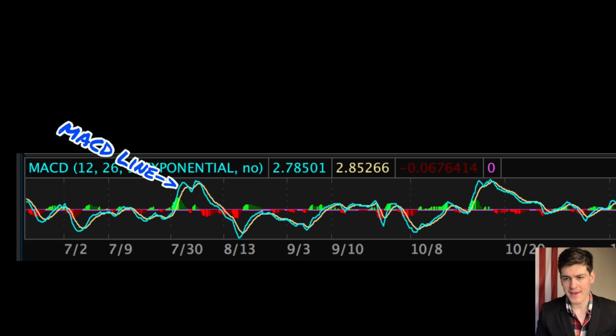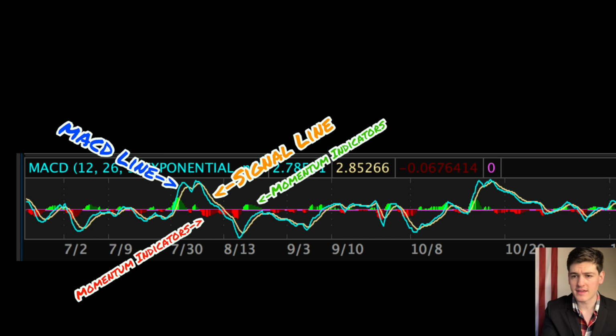The blue line is the MACD line, the yellow line is the signal line, and the bars are the momentum indicators. The higher the green bar, the more positive momentum. The lower the red bar, the more negative momentum. Okay, so now for the fun part.